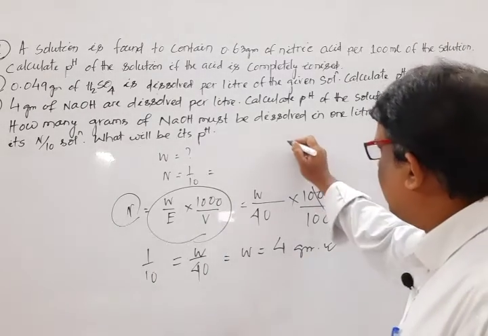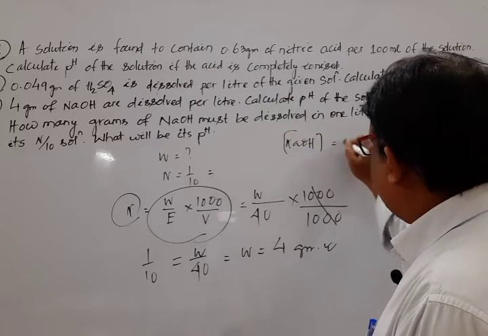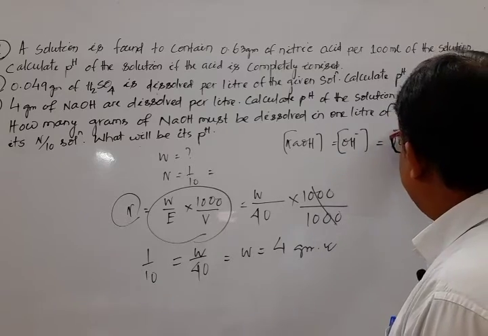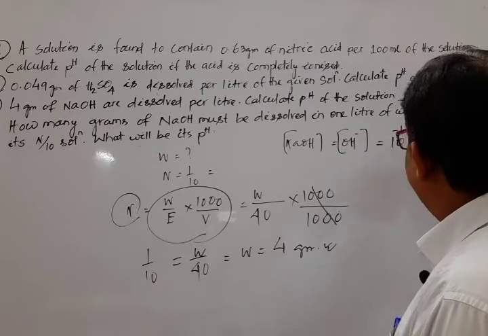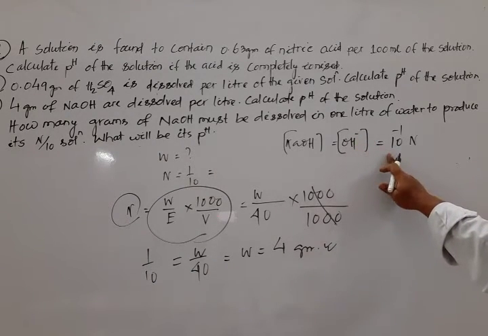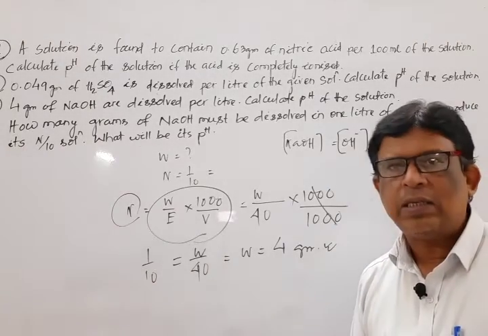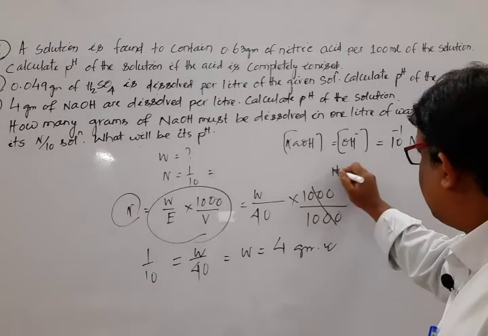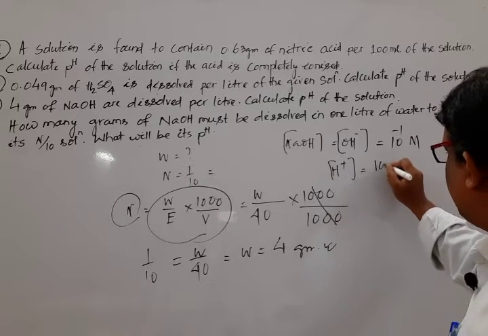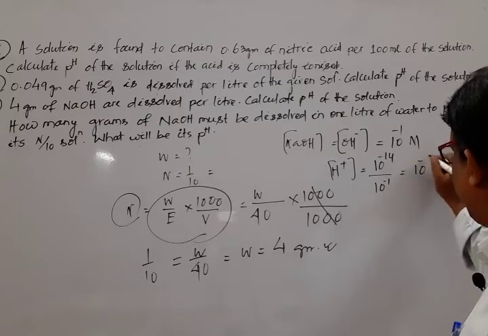Its concentration is N by 10. N by 10 again means NaOH concentration, which means OH minus ion concentration is equal to N by 10, that is 10 to the power minus 1 N. So calculate its pH. If OH minus ion concentration is 10 to the power minus 1, as it is a monoacidic base, so it is 10 to the power minus 1.